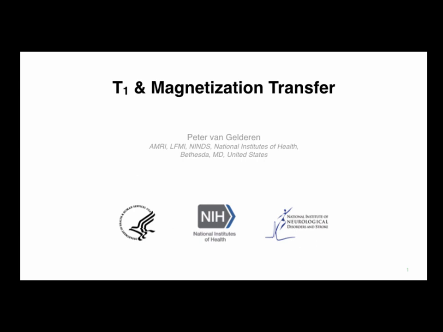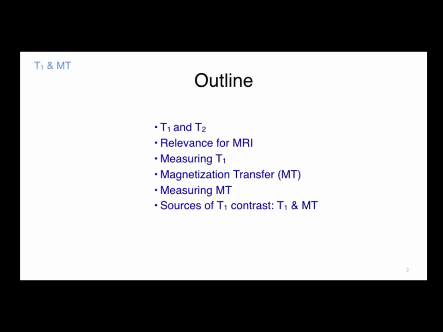Today I'll talk a little bit about the theory of T1 relaxation and magnetization transfer as part of the fMRI summer course. Short outline: we'll talk about two relaxation mechanisms relevant for magnetic resonance imaging. Then a short overview of how you can measure T1, and then go on to magnetization transfer, since that is closely related to T1, how you measure that, and lastly, if you have time for it, a little bit about the combination of both of them.